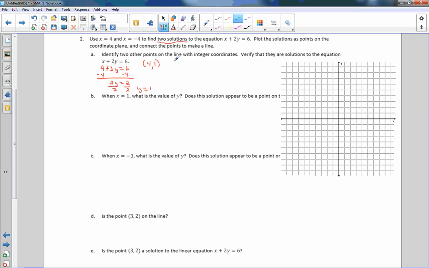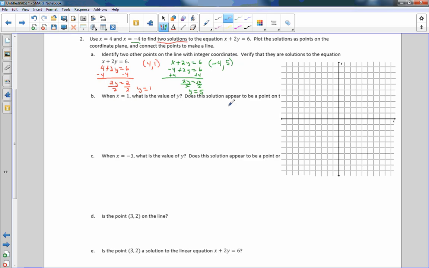Okay, so now we're going to do that again. x plus 2y equals 6. This time I'm going to do negative 4 for x. So negative 4 plus 2y equals 6. Add 4 to both sides. And that's going to cancel, and we're going to get 2y equals 6 plus 4, which is 10. Divide both sides by 2, and I get y equals 5. So when I plugged in negative 4, I got y to equal 5.